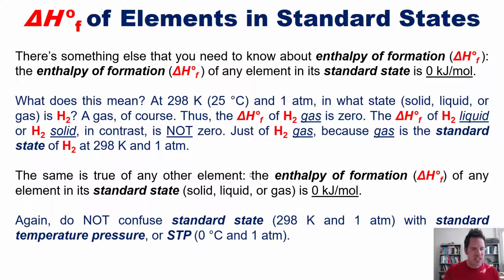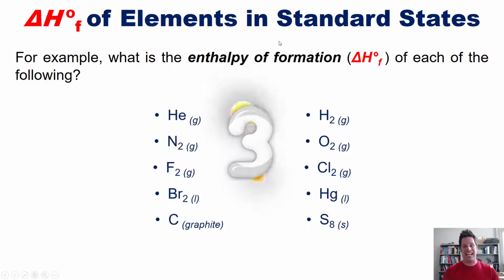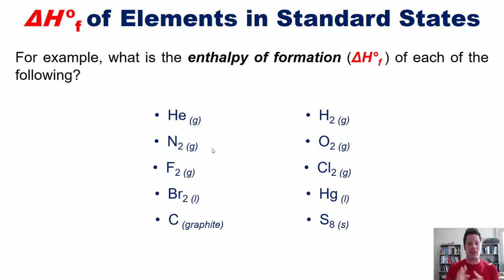All right, as an example, I ask you, what is the enthalpy of formation, or delta H sub F, of each of the following? Yeah, as you can see, each of these are elements, that is, formula of either a single atom or 2 atoms for diatomics, and they happen to all be in their physical states, solid, liquid, or gas, at room temperature. This means that the delta H of formation for each of these substances at standard conditions is 0. Make sense? Good.